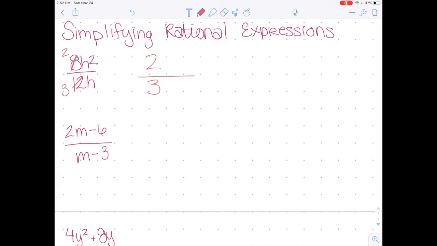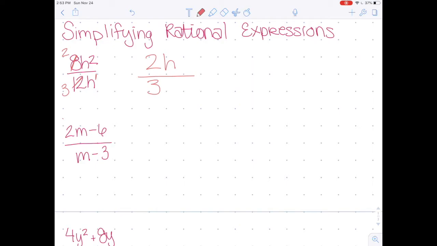And then here we've got h squared over h to the first, which remember we subtract the exponents. So h squared minus h to the first will just give us 1h, and this just becomes 2h over 3. That is simplifying. We've done this before. This should be a little bit of review as well, but let's keep working.